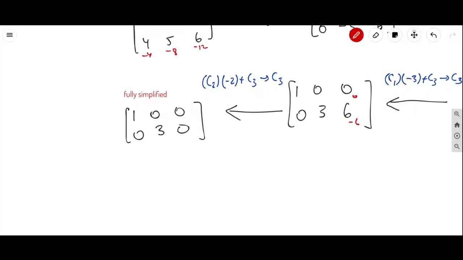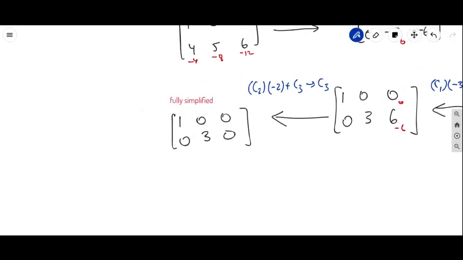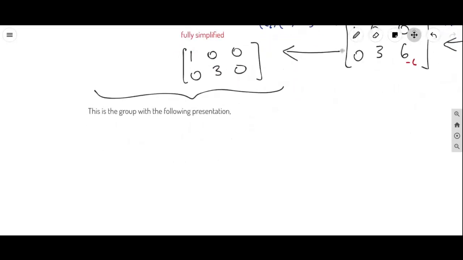You can always do this, right? It's just like row reduction in linear algebra, except you go across rows and columns. It's essentially the same process, but you cannot get rid of this 3. So what does this mean? What's the meaning of this? This is a group. This is the group with the following presentation. So here's the presentation of that group.